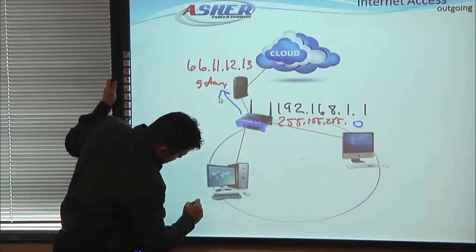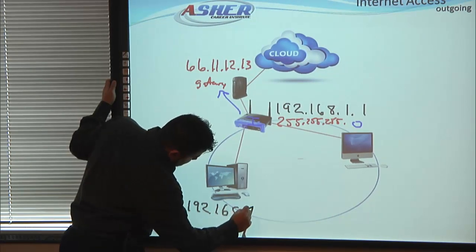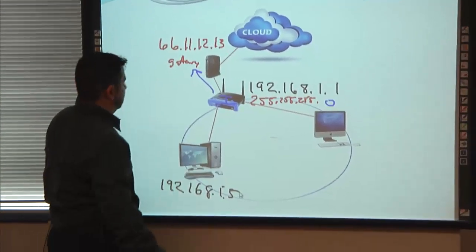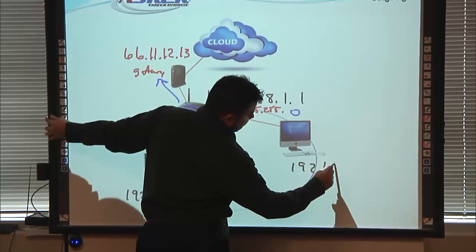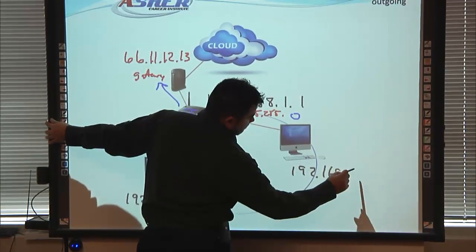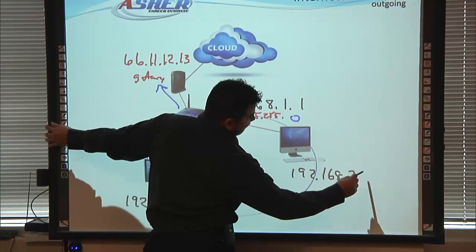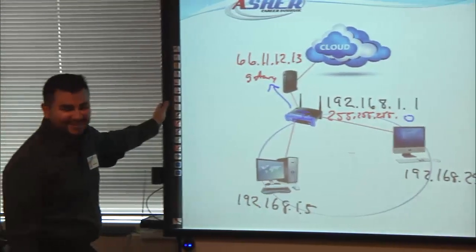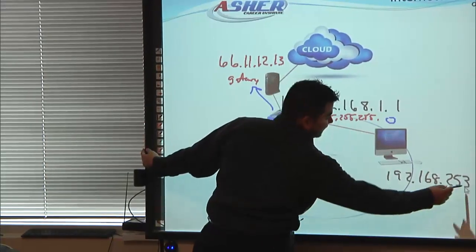Somebody? 192.168.1.5. And then over here, no, let's go higher. Let's go higher. Oh, I like that one. Oh, we're missing an octet there, aren't we?